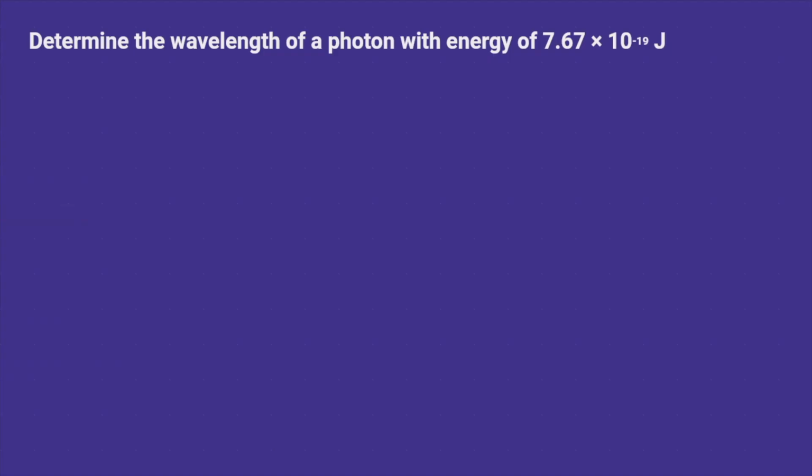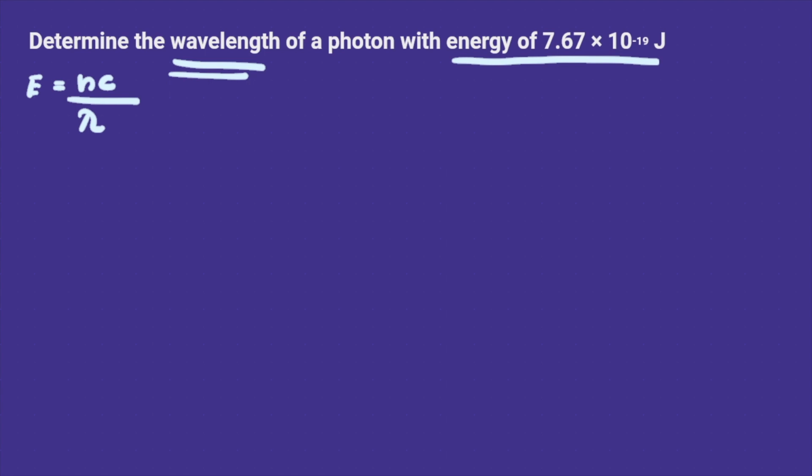Question number 1. Determine the wavelength of a photon with energy of 7.67 times 10 to the power of negative 19 joule. Alright, so this is a rather straightforward question, so we just need to plug in the values in the equation. Energy is equivalent to the Planck constant times the speed of light divided by the wavelength. In the question, you were asked to calculate the wavelength and the energy is given to you.